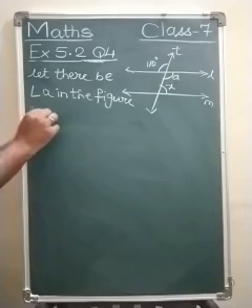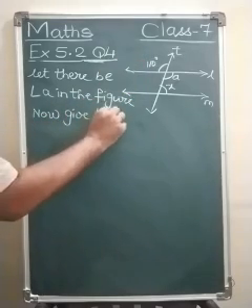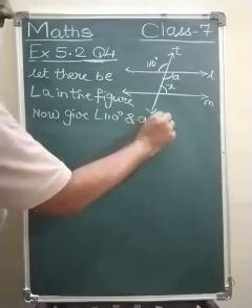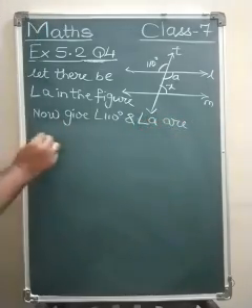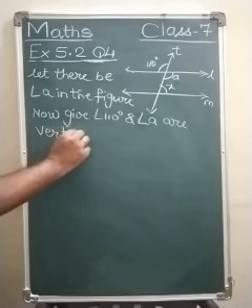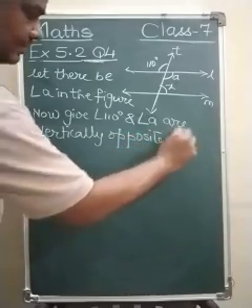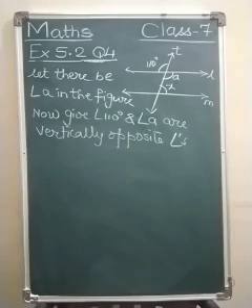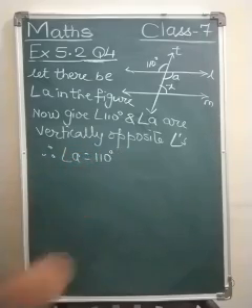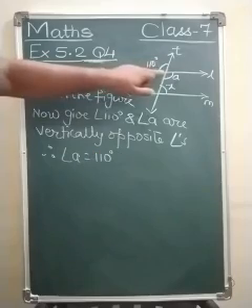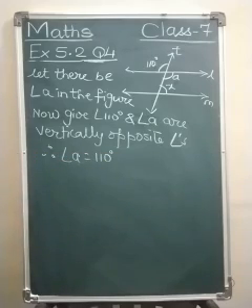Now, this is the given angle 110 degrees, and angle A are vertically opposite angles. Therefore, angle A equals 110 degrees.